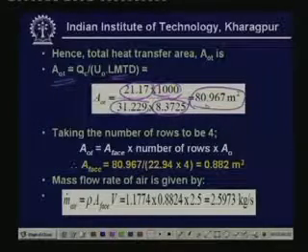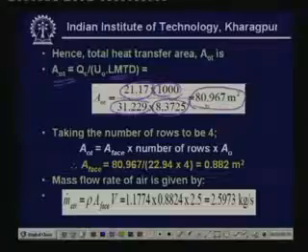Okay. So this is the total area, and remember that this can have many rows. Total area means the total area of the condenser, that means the area of all the rows. So far nothing has been mentioned about the rows, and in the last class I mentioned that the number of rows can vary anywhere between 2 to 8.